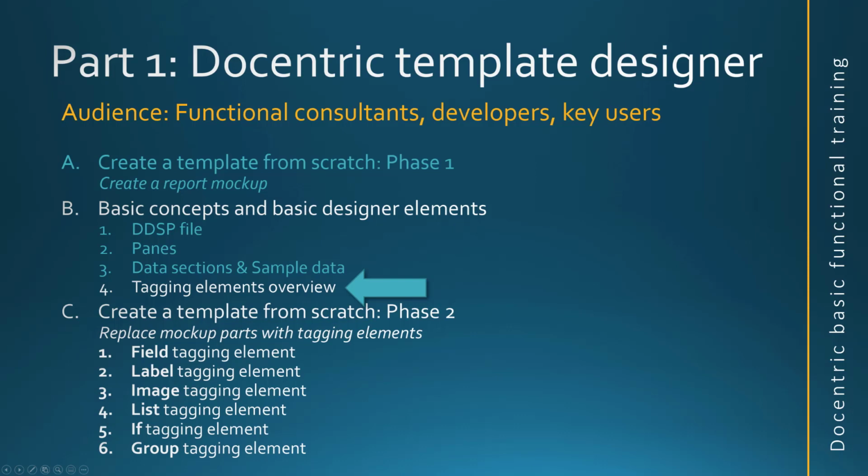So this was the overview of our tagging elements. And with that, we finished the second part of this training, basic concepts and basic designer elements. Next thing we plan to do is to go through this mockup document and to replace some of its elements with the corresponding tagging elements so that we see how we will get the fully functional template.